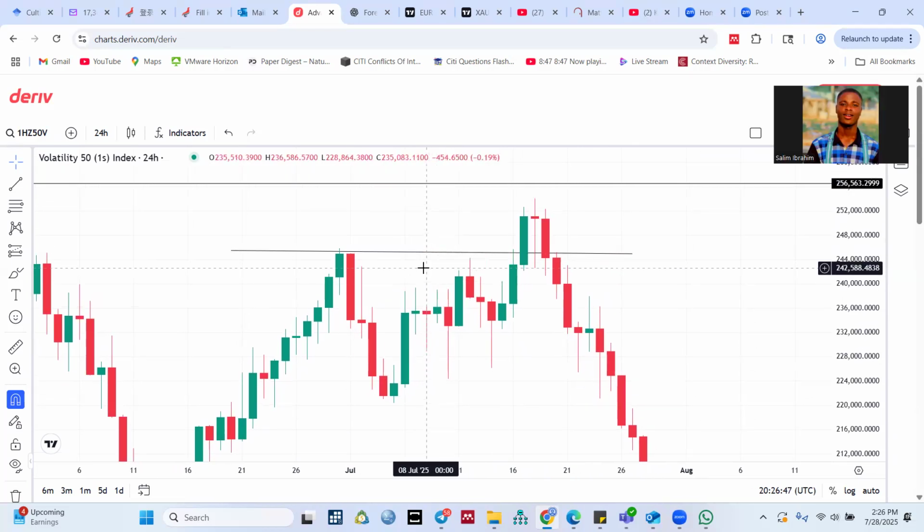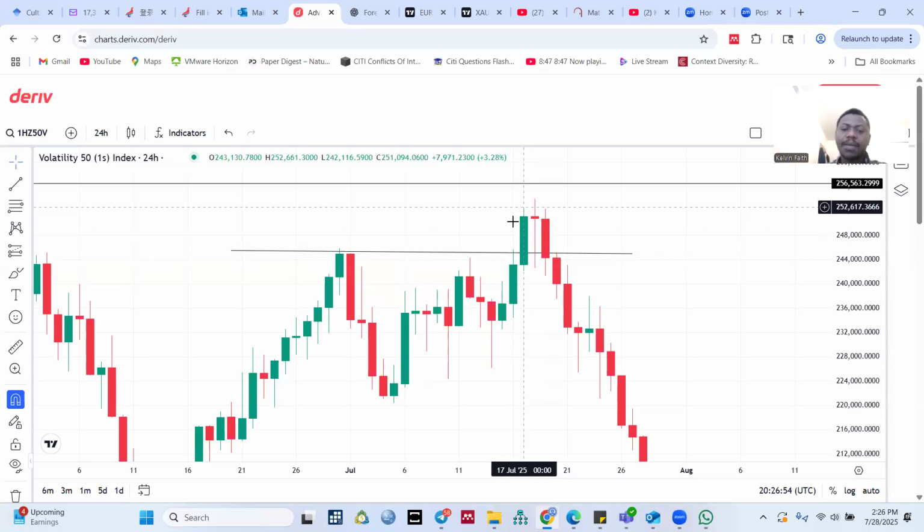Anybody, tell me what candlestick pattern is this? This evening star. Okay. Evening star, evening star. Perfect.